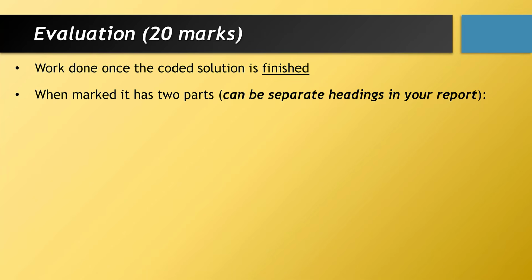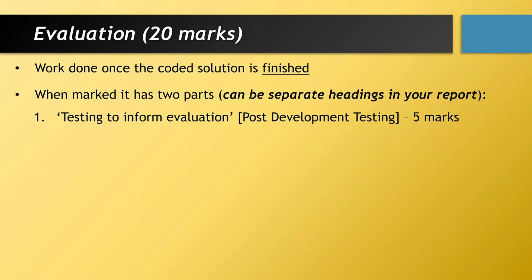Now, marked has 2 parts, which could be, this time, actually headings in your report. They could be under one subheading, they could be merged together. It's really your call, but they could be separated if you want to. First one is testing to inform evaluation, worth only 5 marks. That name I think is a little bit clunky. I'd personally call it post-development testing, and then just evaluation of your solution, worth 15 marks, although a fair few of these marks are really tied to this post-development testing.